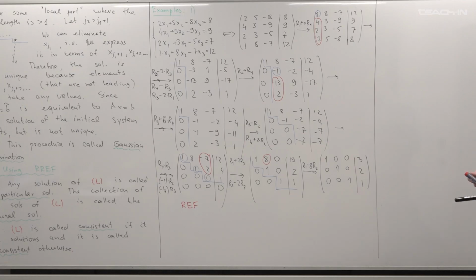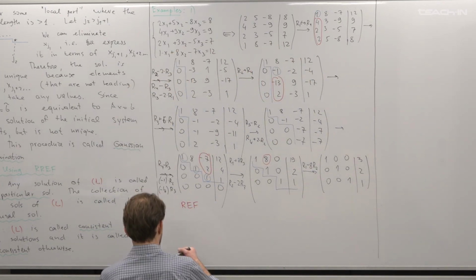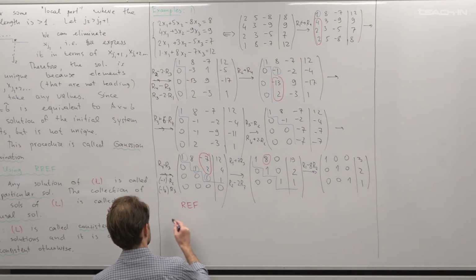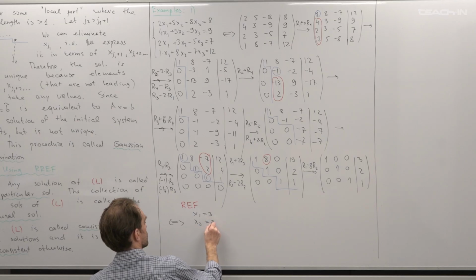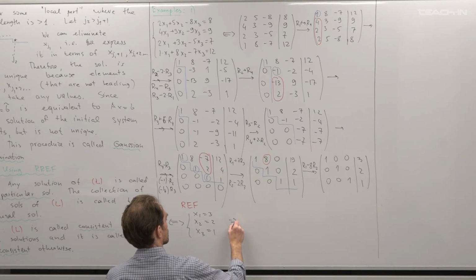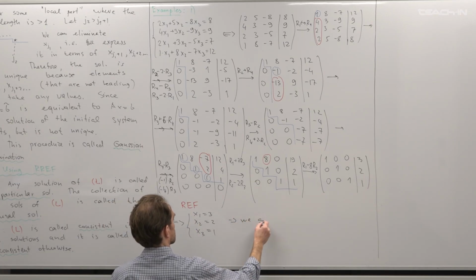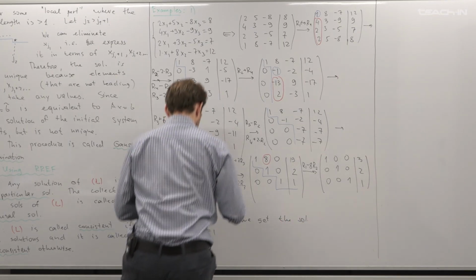And what system is equivalent to this matrix representation? We get a very trivial system, which is exactly its solution. So we have x1 equals 3, x2 equals 2, x3 equals 1. So we get the solution.